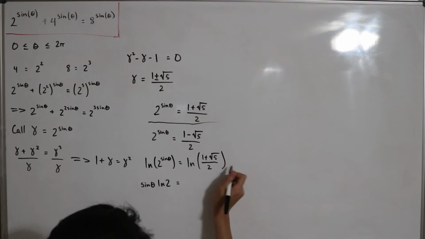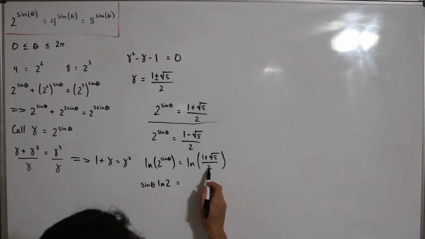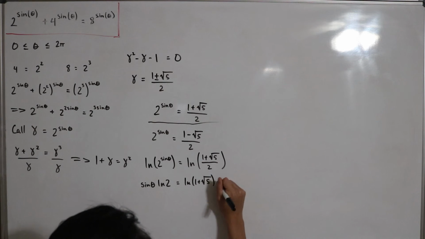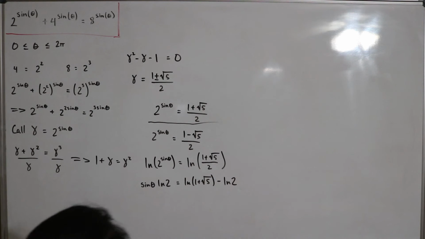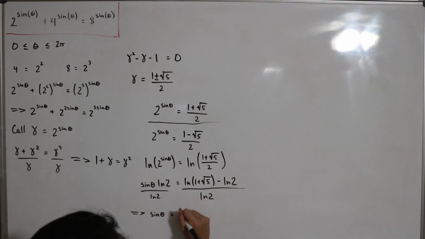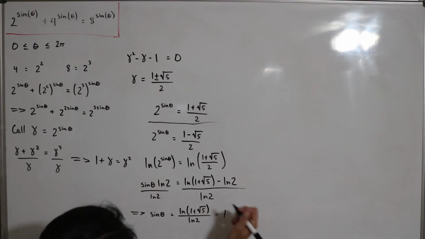I'll just rewrite this using our rules of natural logs. This is under division, so it's a difference of natural logs. So this will be the natural log of 1 plus the square root of 5, minus ln of 2. And then I can just divide by natural log of 2 on both sides. And then you'll see that we have sine theta equals the natural log of 1 plus the square root of 5, divided by the natural log of 2, and then this will just be subtracted from 1.